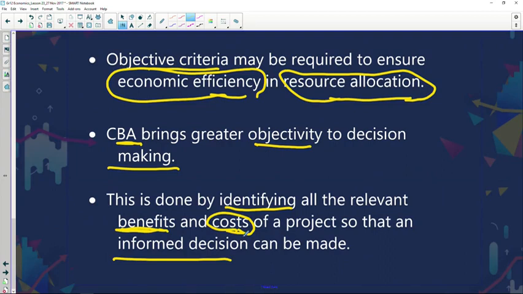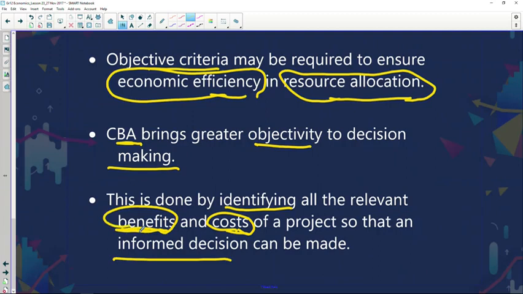So sometimes the costs could be quite high, but the benefits also of having that project could also be high. So the government will obviously look at the benefits, because they need to deliver infrastructure to the greater community, and therefore they will continue with the project.